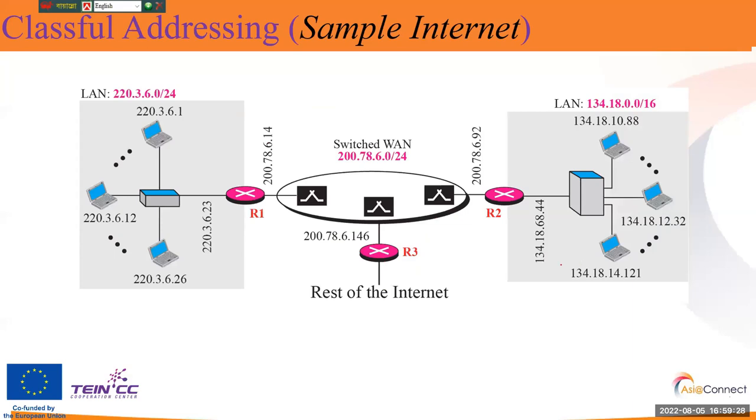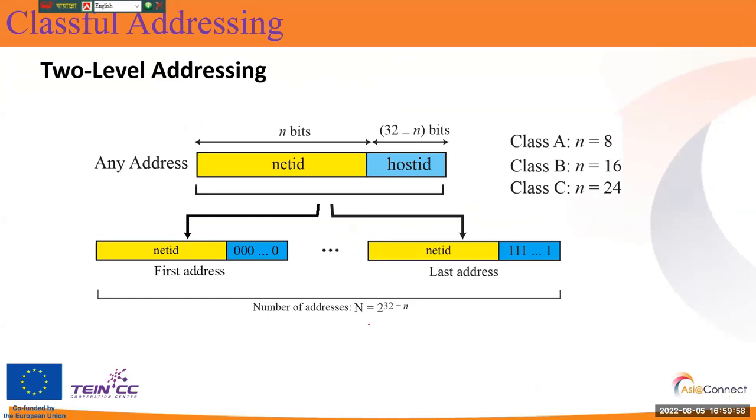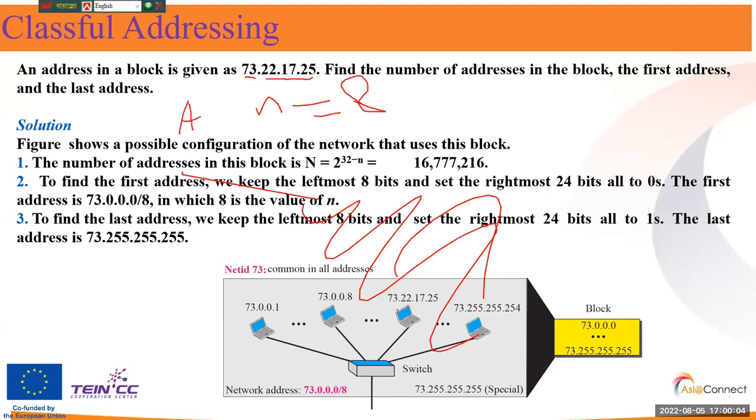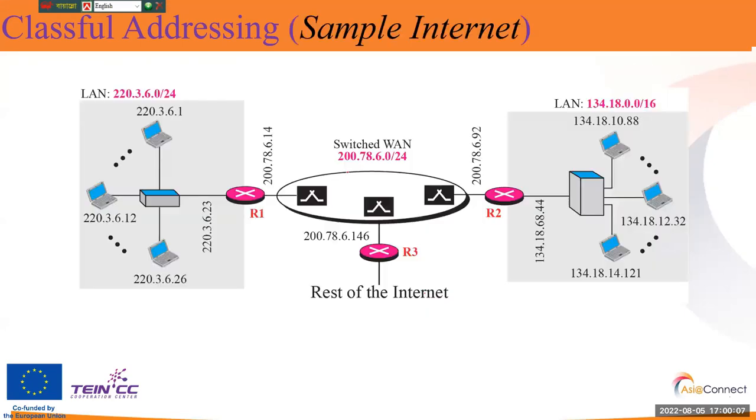Okay, so classful addressing sample, basically this is a sample internet. The calculation equation: the number of addresses N should be equal to 2 to the power 32 minus n, where n is small n. This is the equation. So N equals 2 to the power 32 minus n.